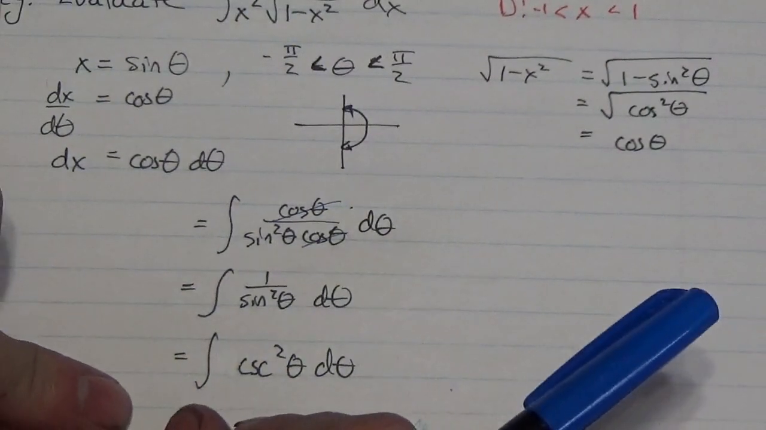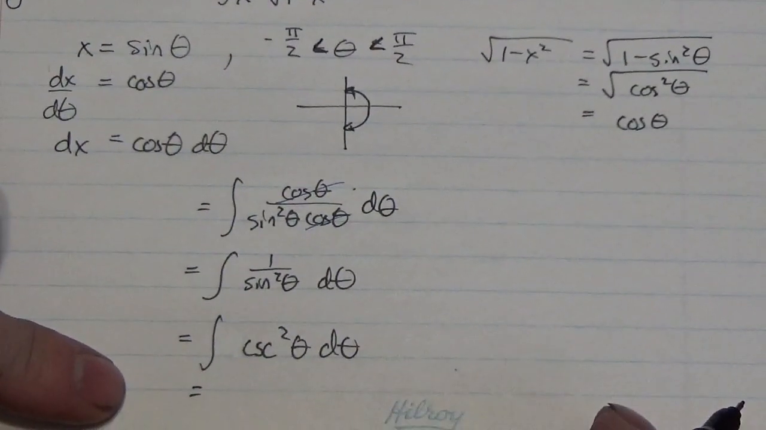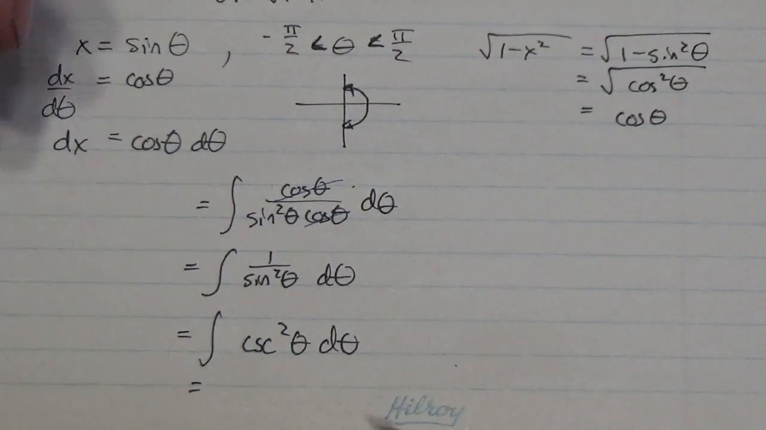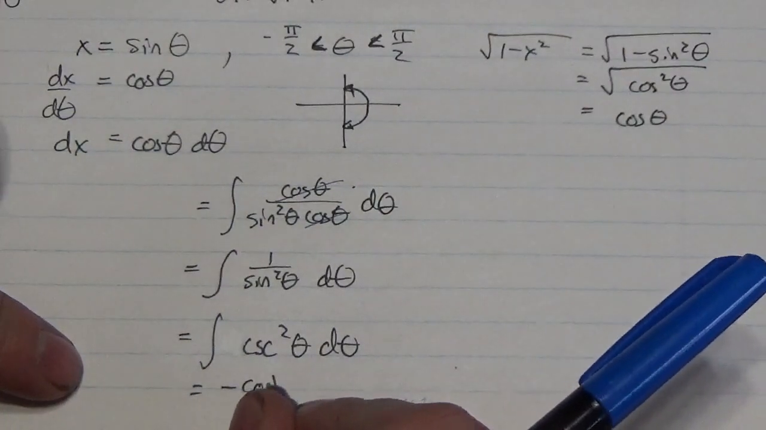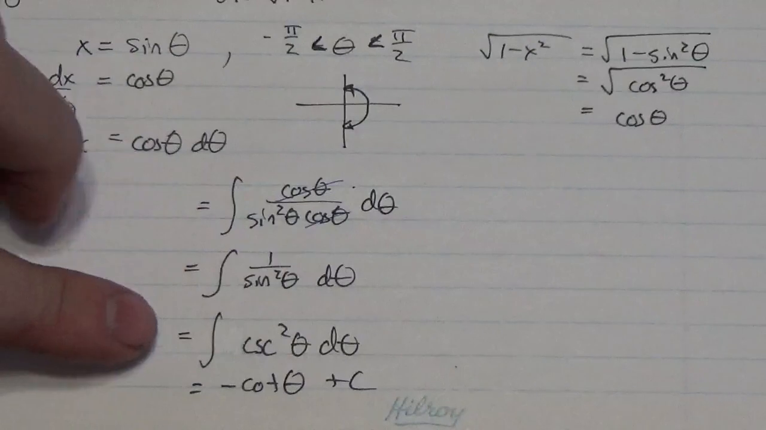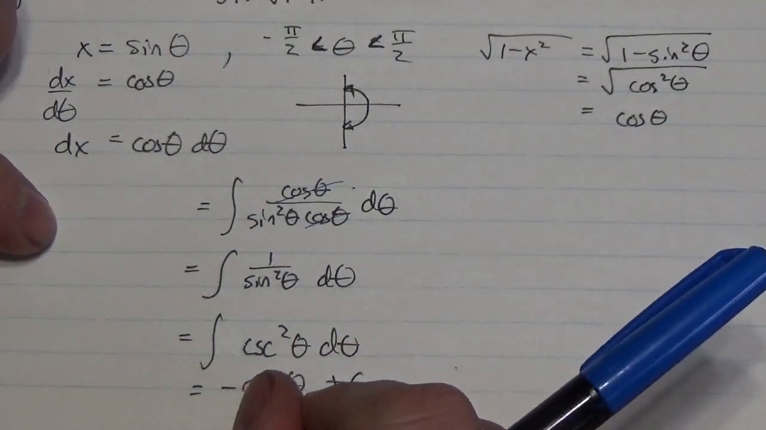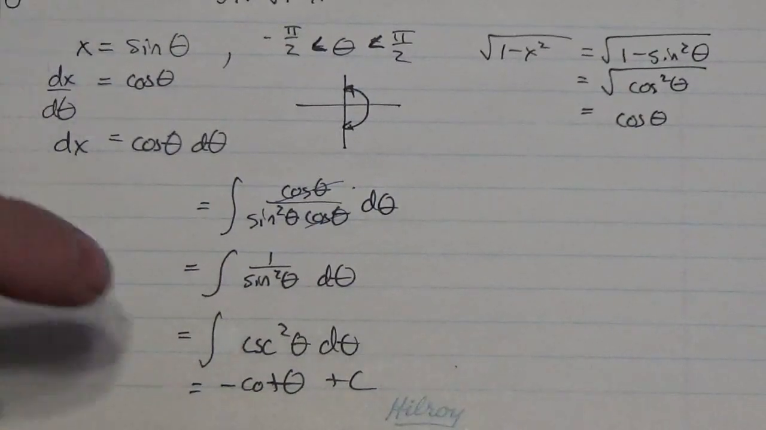But I know what the answer to that is, because I know my derivatives, and I know that the derivative of negative cotangent will be cosecant squared. So this is going to actually be the negative cotangent of theta, and because it's an indefinite integral, plus c. Now that's pretty awesome. I've got it down to an expression. I've actually evaluated the integral here, except for one fairly glaring issue.